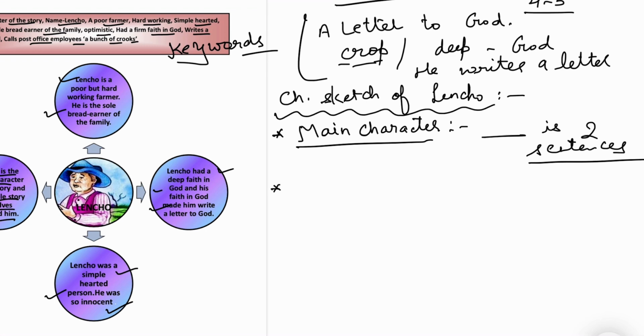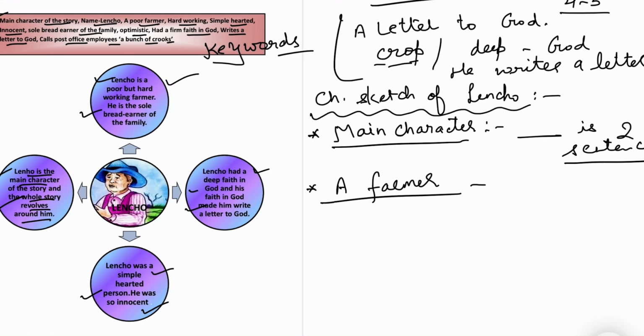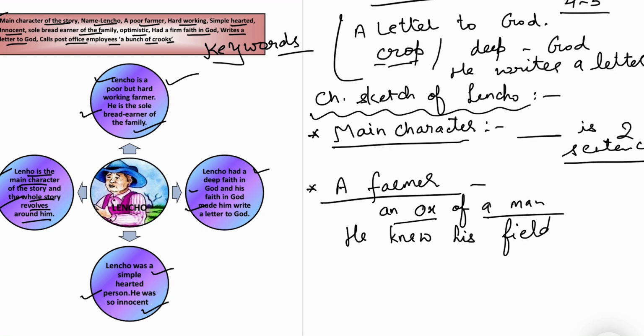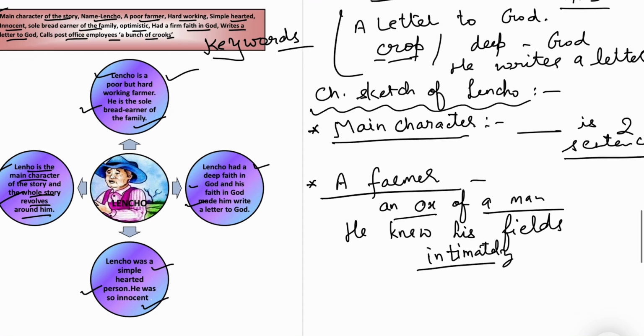Now, the next point is a poor or hardworking farmer. Now you can use this point. Lencho is a poor but hardworking farmer. He is the sole bread earner of the family. Apart from that, you can use, he was an ox of a man. That means he was very hardworking. He knew his fields intimately. He was so attached to his fields also. This shows that he was a very hardworking farmer.